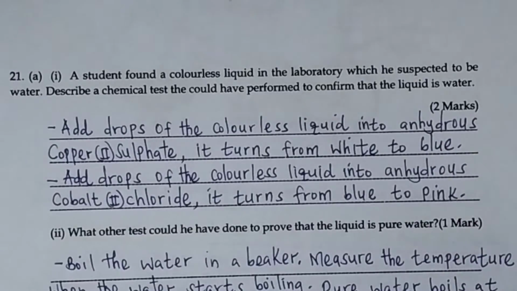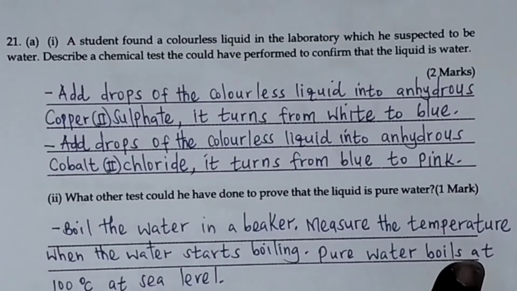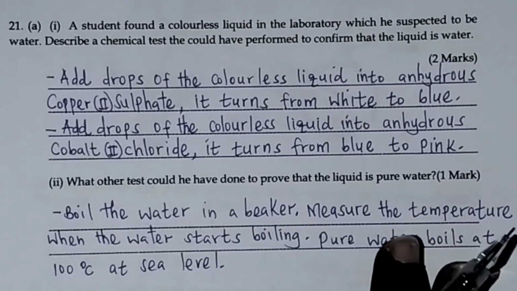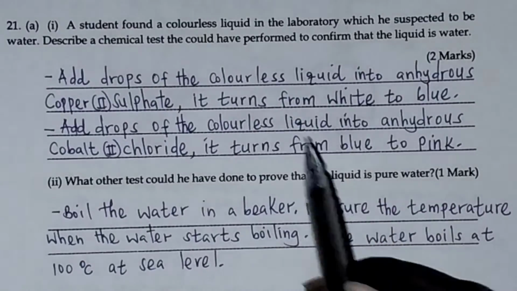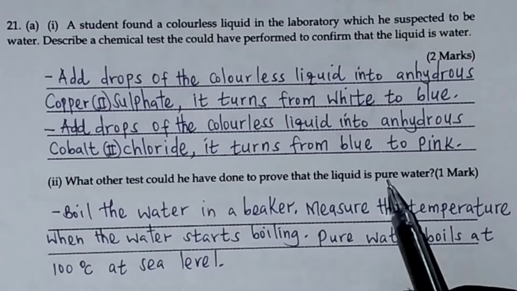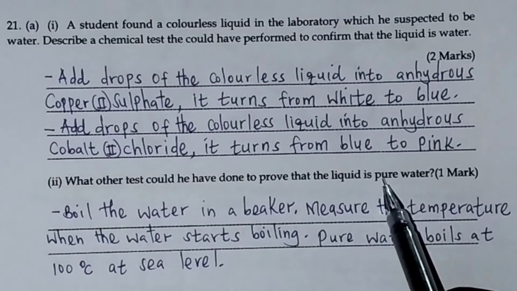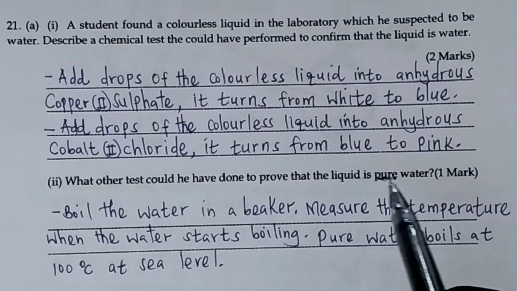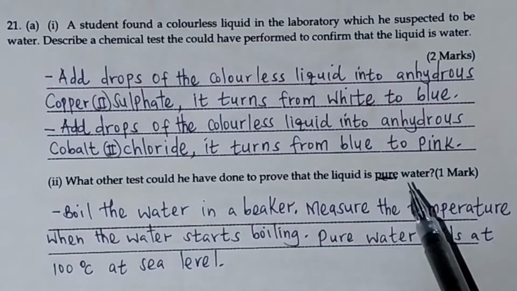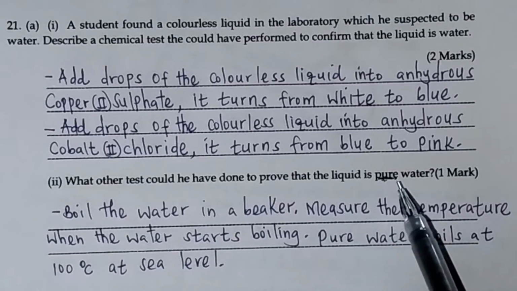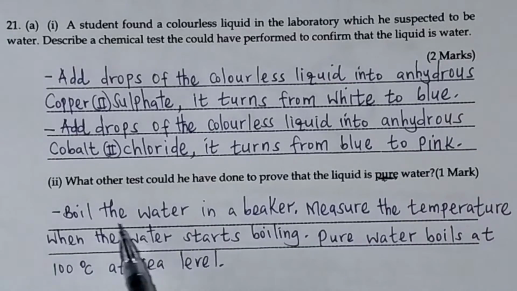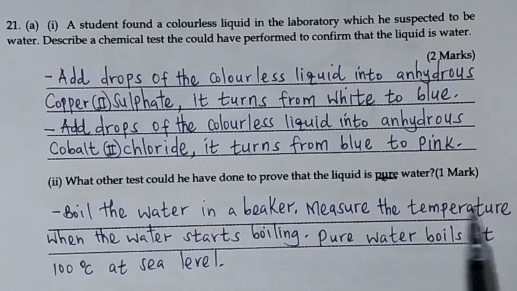Then Roman 2, we are told what other test could he have done to prove that the liquid is pure water? We are talking here about pure. When we're talking about the purity of a substance, you have to check the melting and the boiling point of that substance. So we have water, so we have to check its boiling point. So we're saying boil the water in a beaker, measure the temperature. When the water starts boiling, pure water boils at 100 degrees Celsius at sea level.